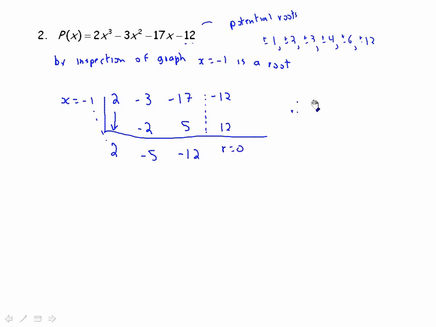So we do know that x equal negative 1 will produce a factor. If you bring the 1 over, x plus 1 is a factor. It also means that our quotient is quadratic, 1 degree down. So 2x squared minus 5x minus 12.